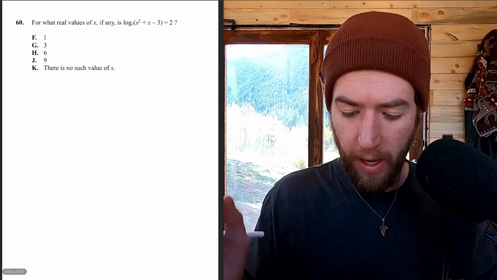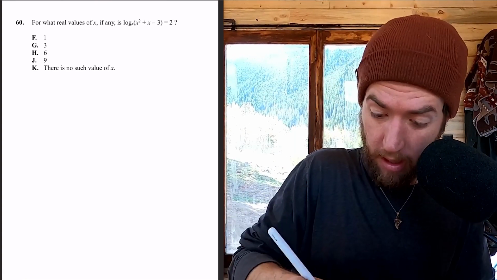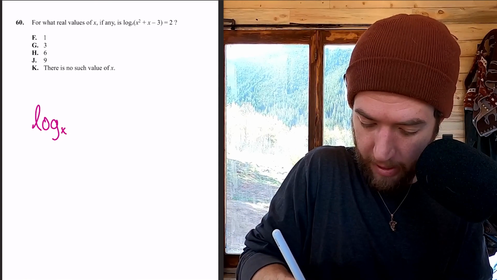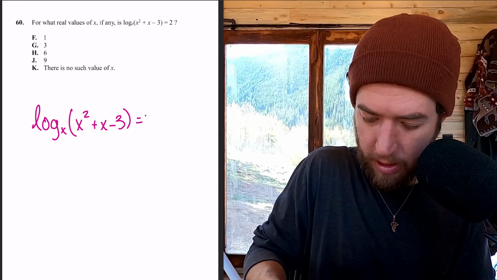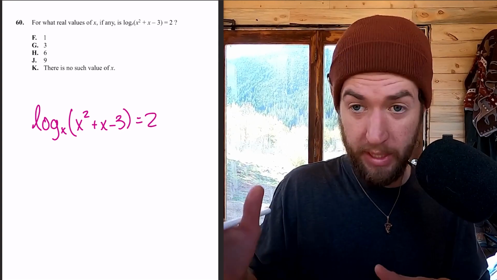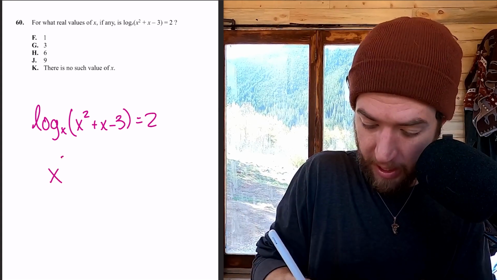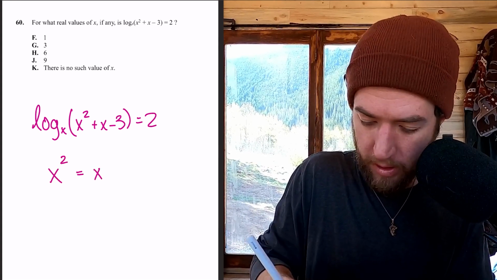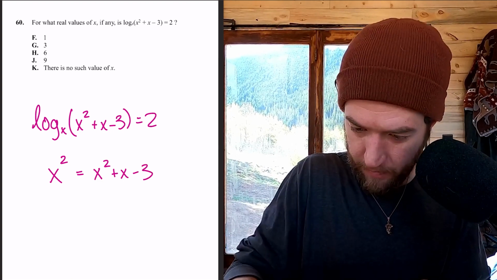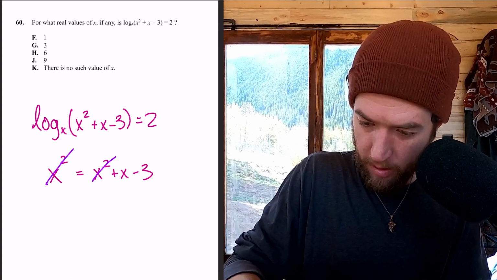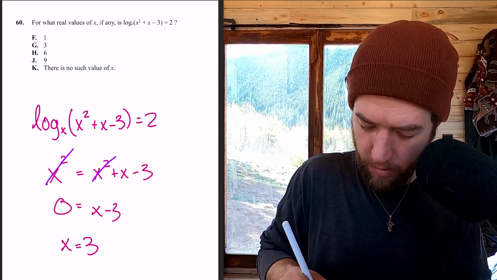For what real values of x, if any, is log base x of x squared plus x minus 3 equal to 2? So change of base formula, basically what a logarithm is saying is that the base x raised to the answer 2 should be equal to what's on the inside of the parentheses. Okay, x squareds cancel. So we are left with 0 equals x minus 3, or x equals 3.